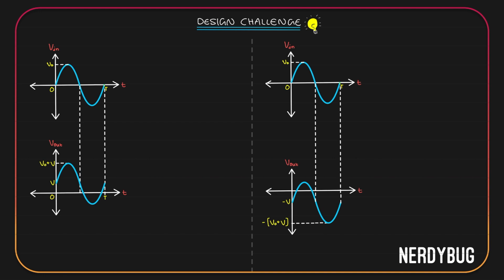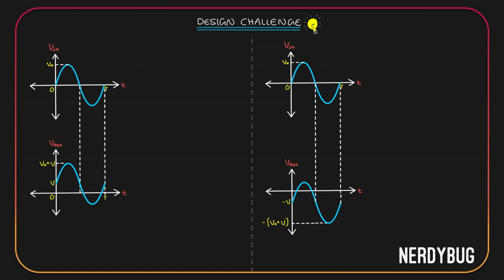Let's take the first one. Input is a sinusoidal waveform. Output is the same waveform but it is shifted V units upwards. What we had at 0 is now at V. What we had at V0 is now at V0 plus V. So all we have done is took the same waveform but shifted it V units upwards.